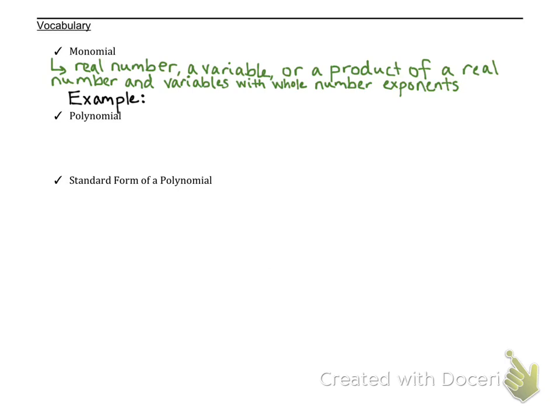For example, it could be a real number, like the number 18. It could be a variable, like, let's say, x. It could be a product of a real number and variables. So let's say we have -4x squared y. So those are some examples of what a monomial could look like.